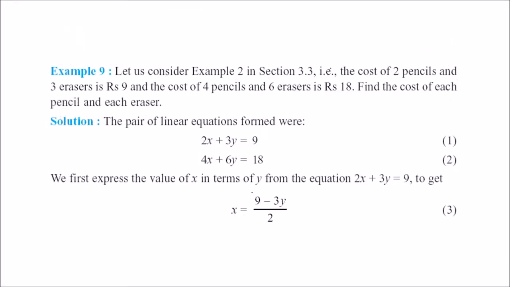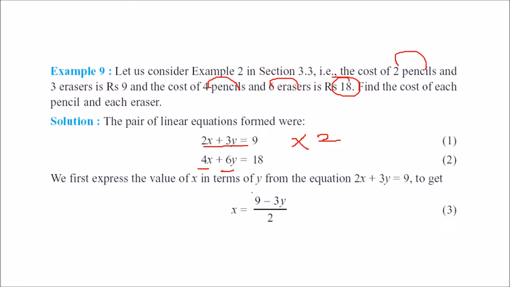Again, one more example about the previous discussion. 2 pencils, 3 erasers, 9. So 2x plus 3y equal to 9. And 4 pencils, 6 erasers equal to 18. So 4x plus 6y equal to 18. Now we have seen already that these two equations are exactly similar. If I multiply this equation by 2, they are similar. But let us solve it by substitution.